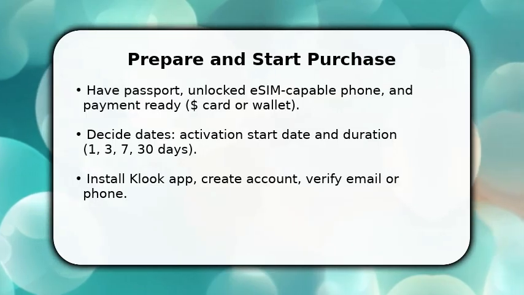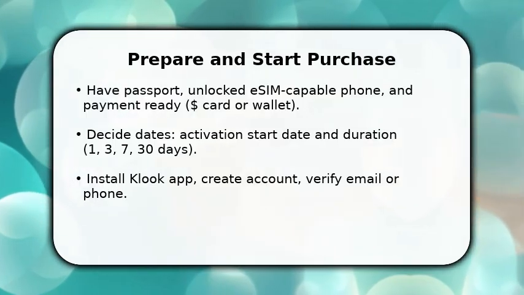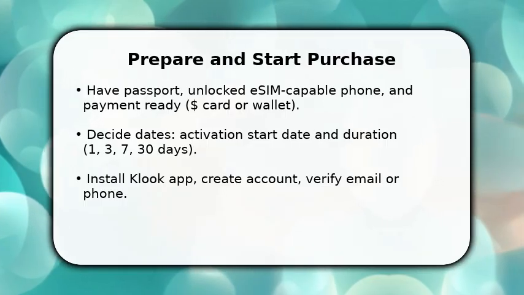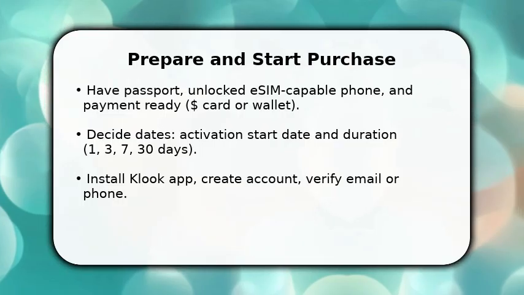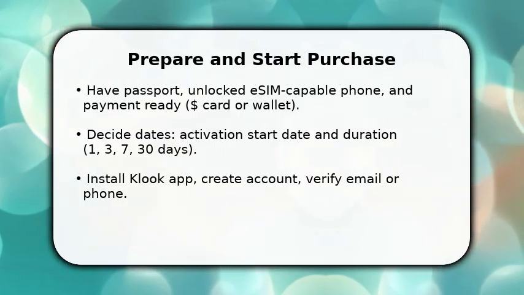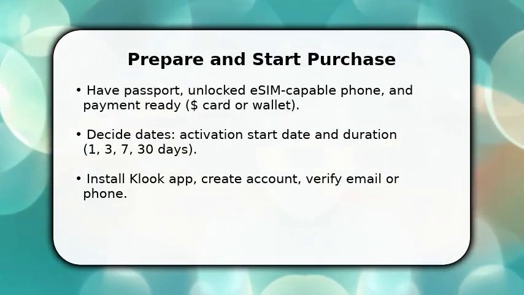You pick the travel dates first because activation depends on start date. Then choose duration options like 1, 3, 7, or 30 days to match your itinerary. This saves back and forth during checkout and prevents activation conflicts.